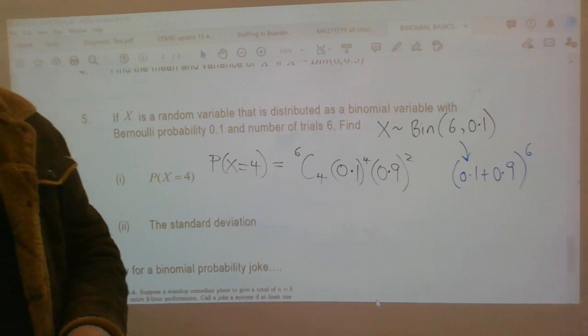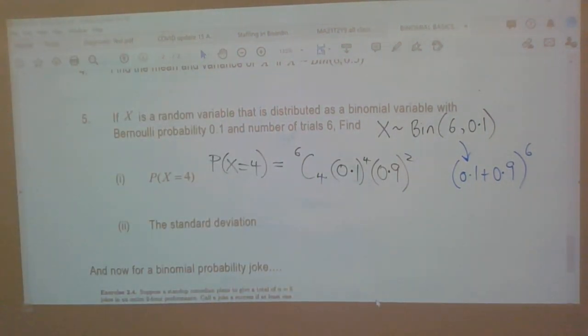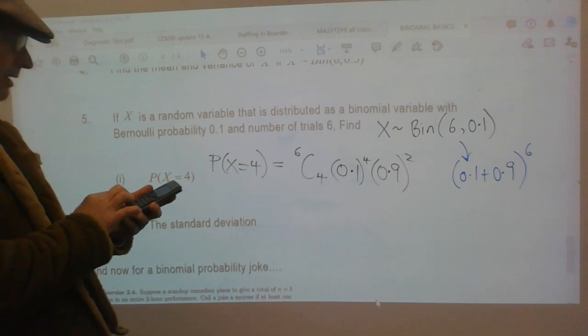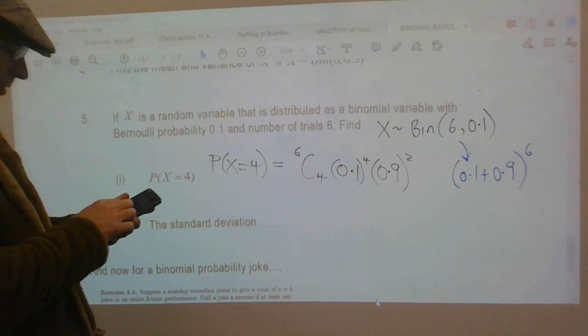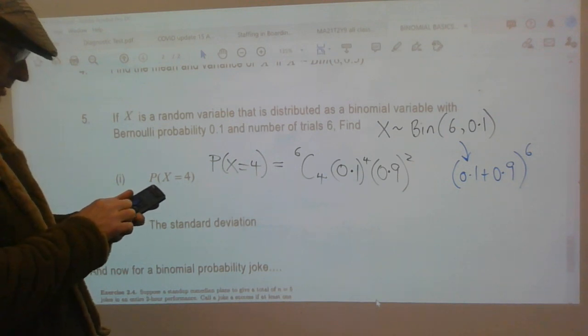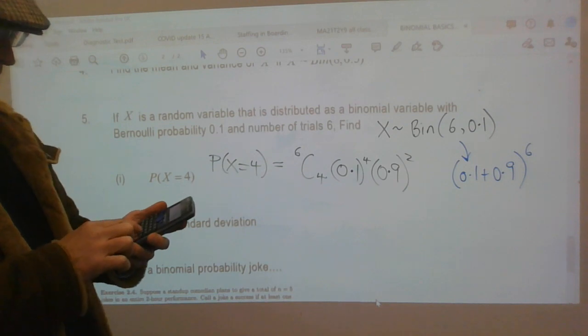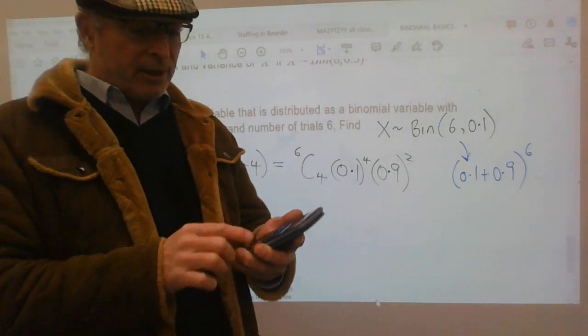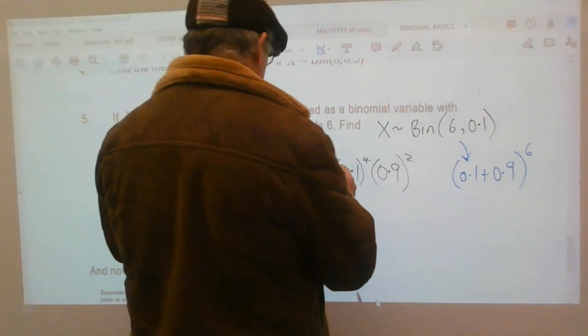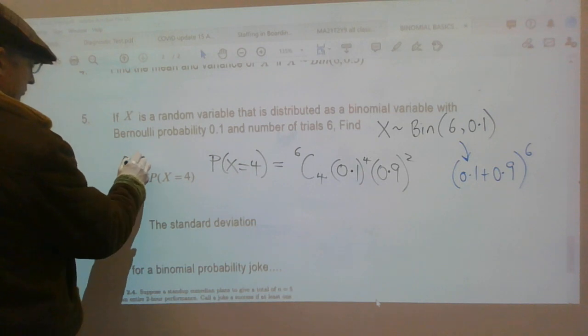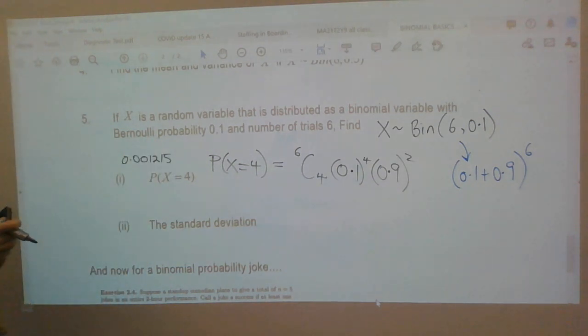So the probability that x equals 4, you need to get on your calculator and work out what that is. So 6 shift divided by 4, which is 6C4, times 0.1 to the power of 4 times 0.9 to the power of 2, and 243 on 200,000 is the answer, which is 0.001215. Not much probability that you'll get exactly 4 right.